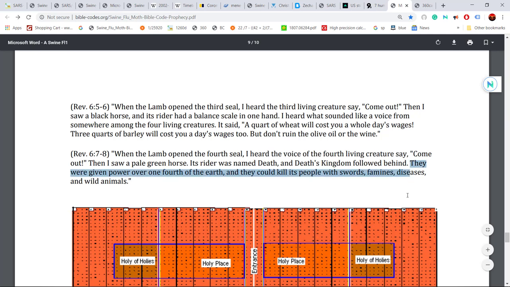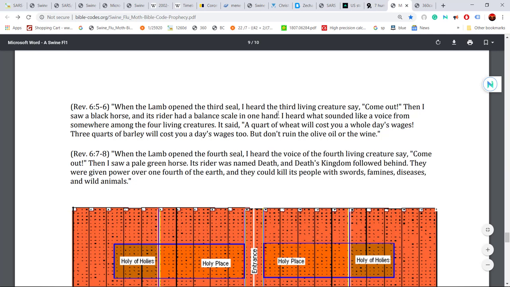Again, look it up for yourself in the King James. I'm not too thrilled with this version myself as I'm reading it right now, but that's what I did 15 years ago. Anyways, they were given power over one fourth of the earth, and they could kill its people with swords, famines, diseases, and wild animals.